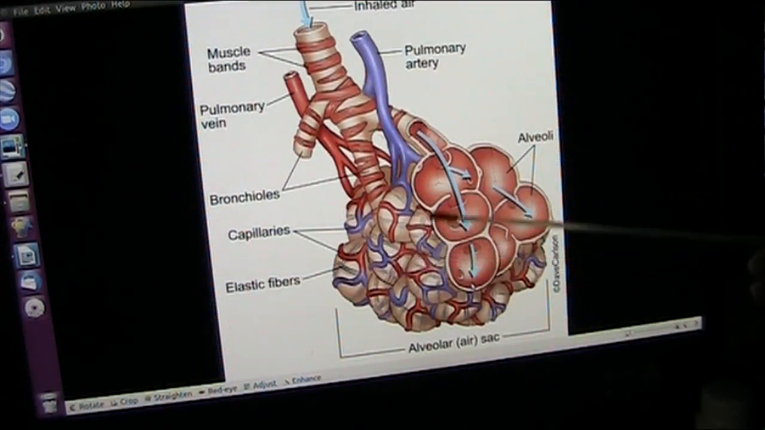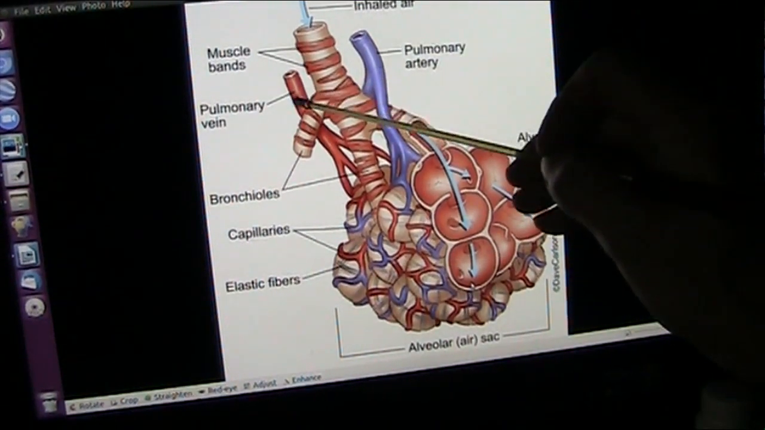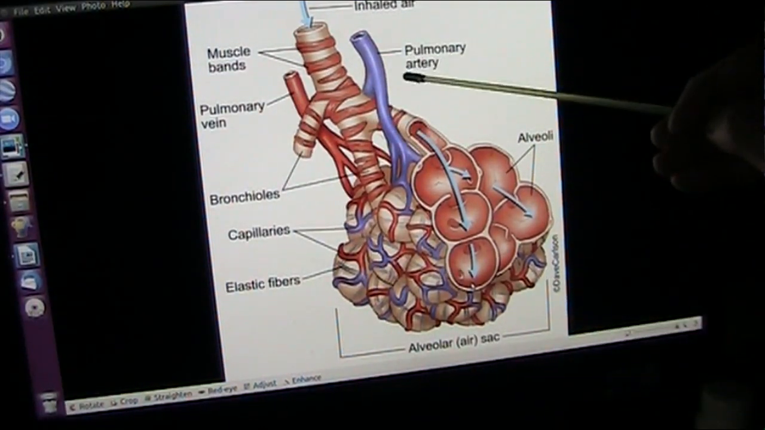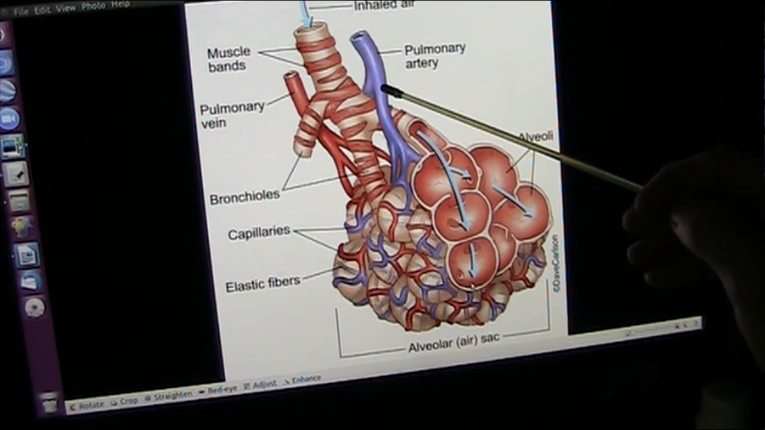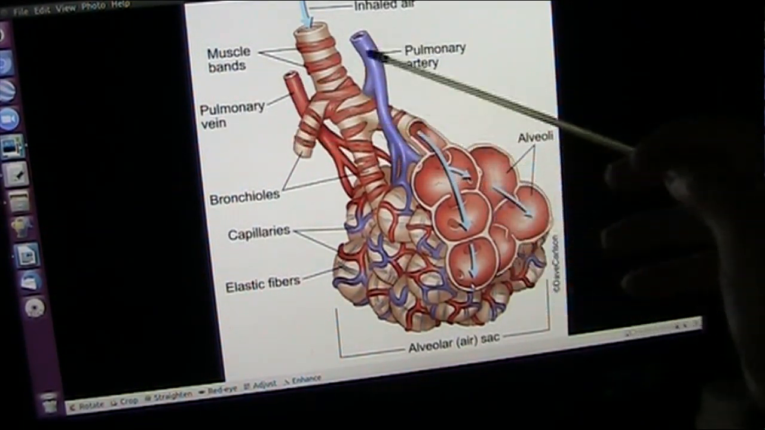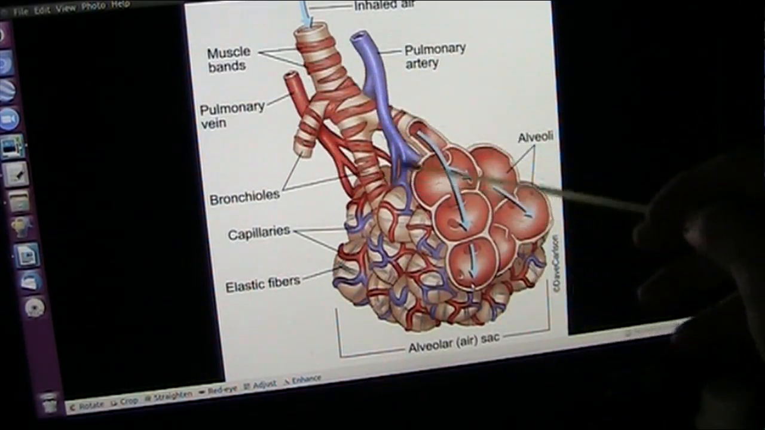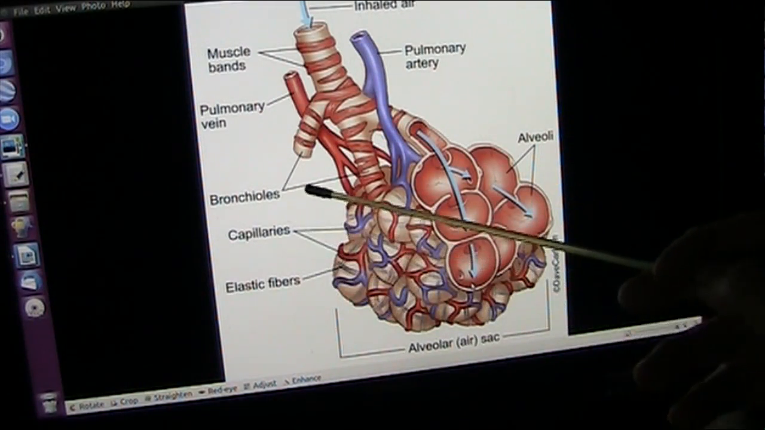Okay, this is the lung sac. And this is the pulmonary artery, pulmonary vein. Now don't get confused, because the artery is showing as purple or blue, which is the expended blood, and usually the artery is red. They're showing them this way because they're transferring gases, and they will become correct.